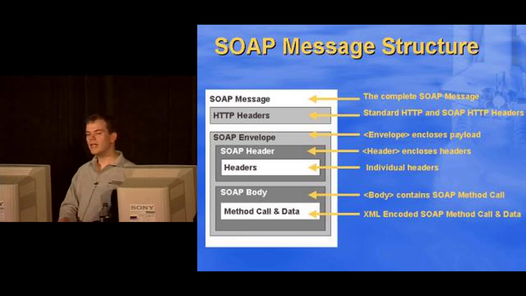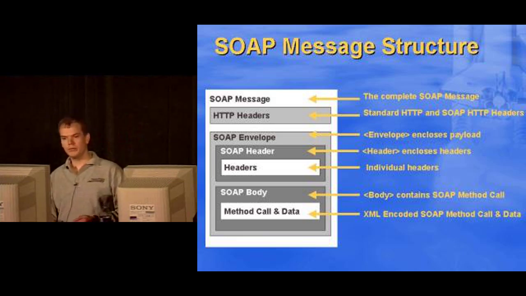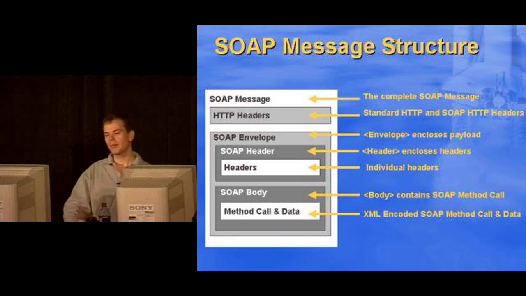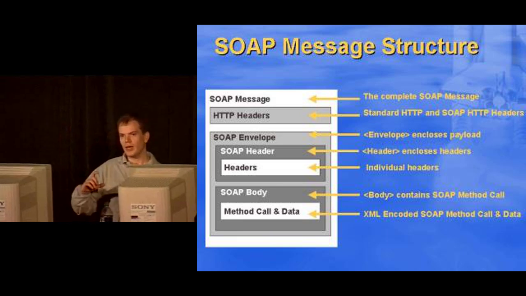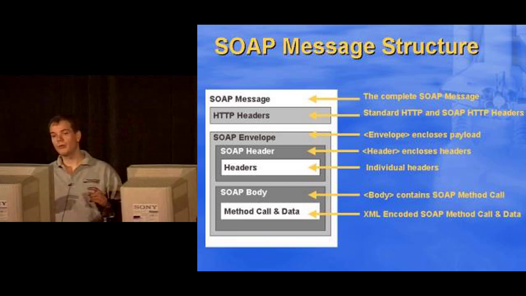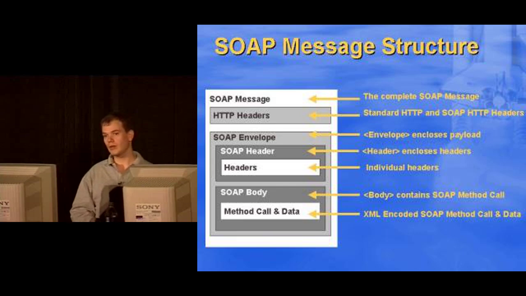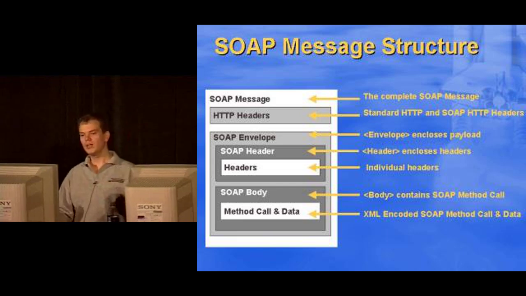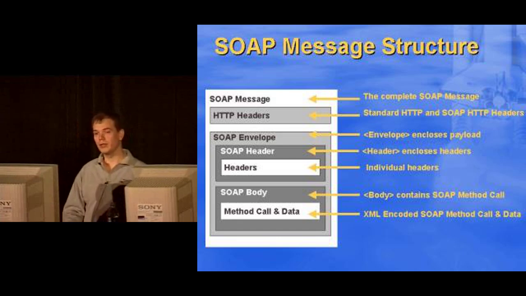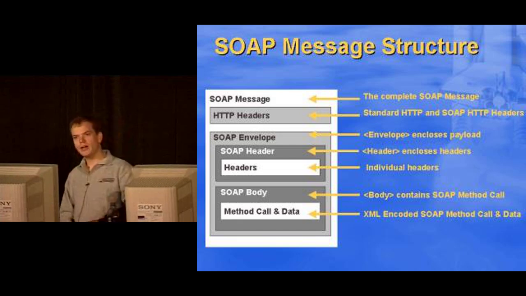Now within the actual HTTP packet, the SOAP envelope has two parts. There are the SOAP headers, and those are where you put things like the BizTalk routing tags. That's where you might put transactional information or queuing information or context information. It's fully extensible. We basically just say, here's how you define a header. Put whatever you want into it. In the SOAP body is the actual method call and the data serialized in XML.